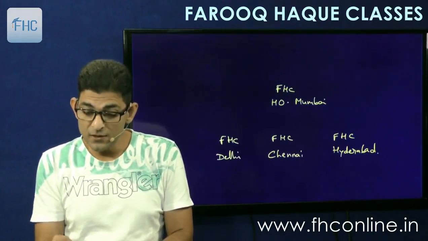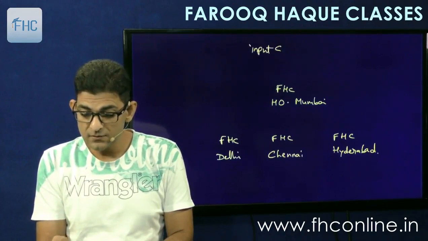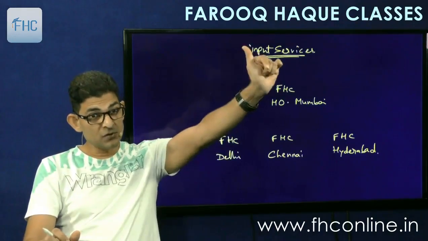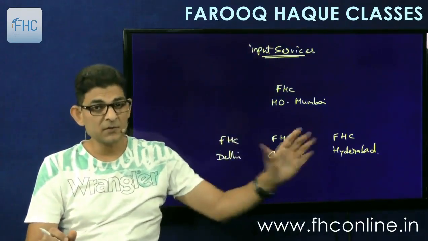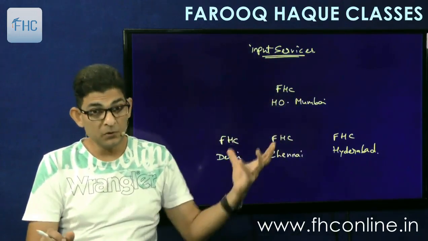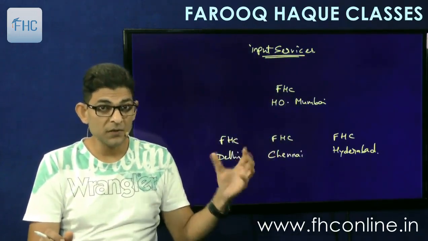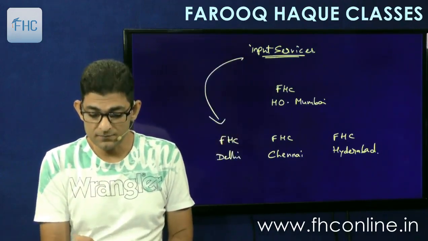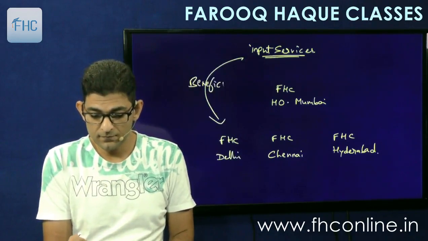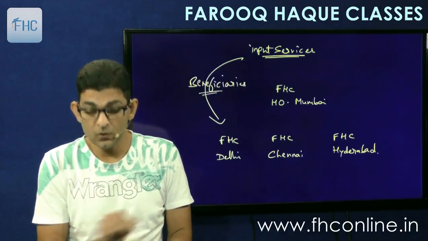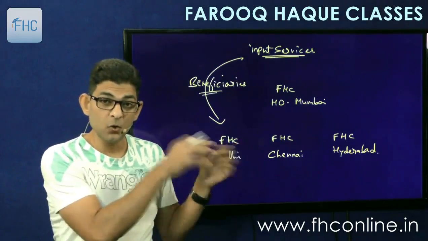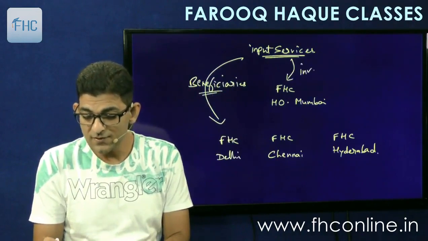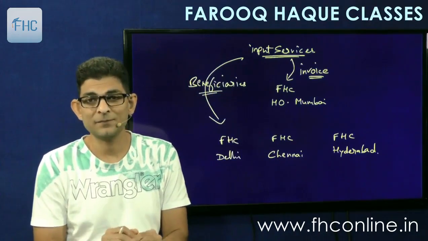Problem arises when input services are received. The beneficiary of the input service are these premises, maybe one or maybe all of them, or maybe two of them, some of them. The beneficiary of the services can be these premises, either one or some or all. But the bill, the invoice comes at the head office level.